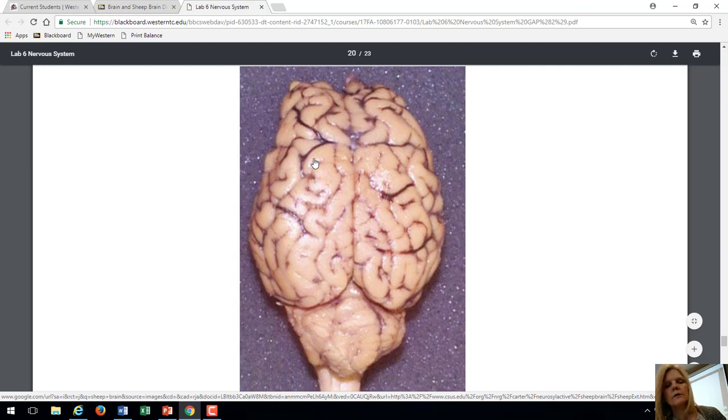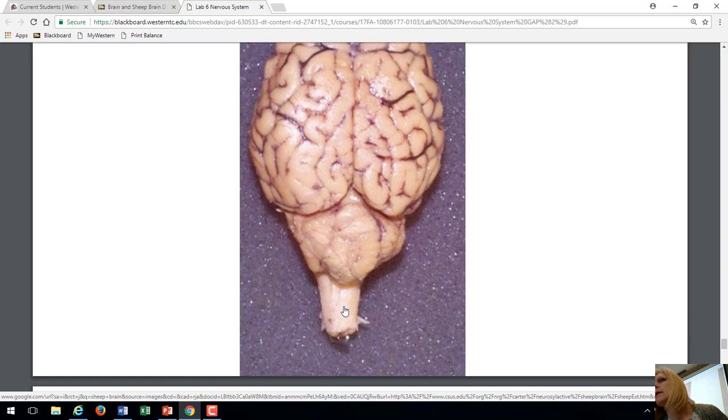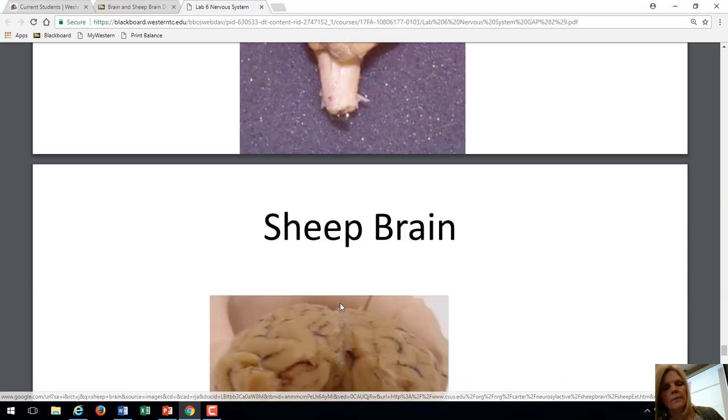So again, gyri are the swellings, sulci are the grooves. Here's the cerebellum coming off the back of the brain. And at the bottom here, this narrow portion, this is what? Spinal cord. So cerebral hemispheres or cerebral cortex, cerebellum, spinal cord.